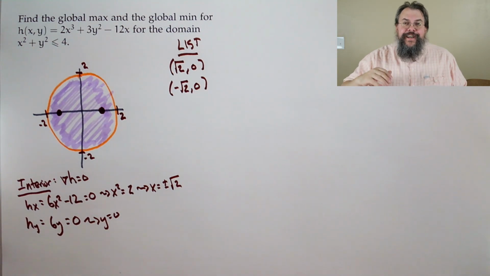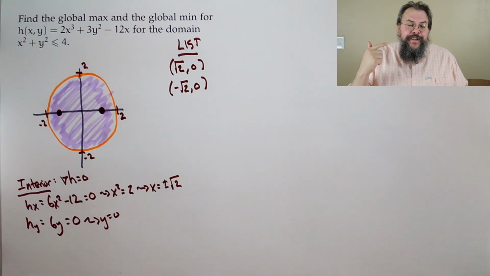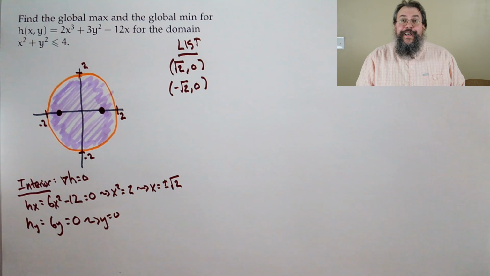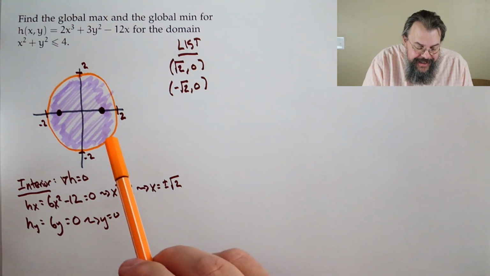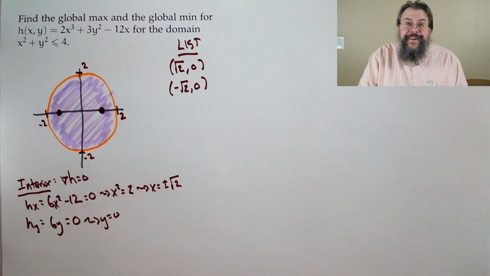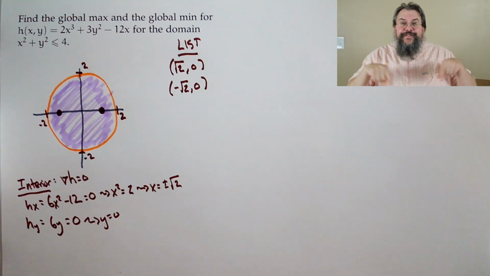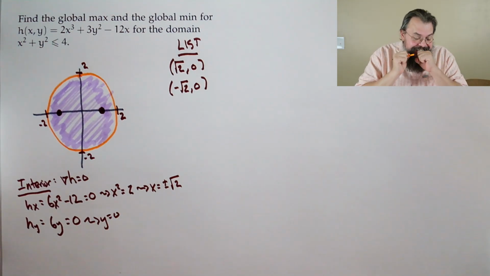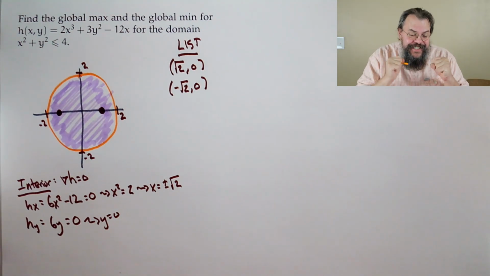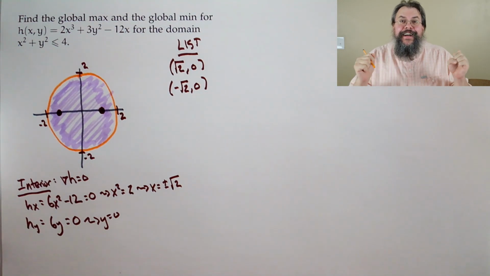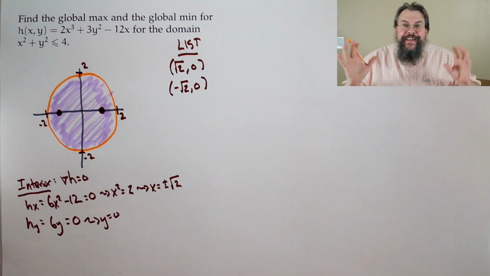What's next? The corners, right? I always like to think, okay, interior, corners, and then bounding curves. Okay, where's the corners? There aren't any. It's all smooth. Ooh, it should be interesting. Okay, all right. So no corners. That's okay.